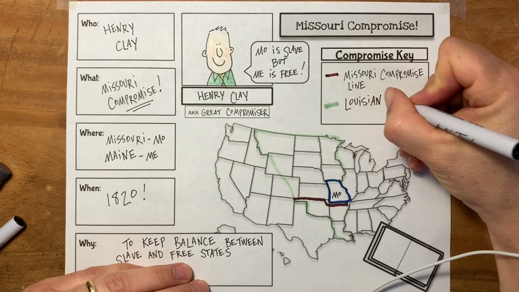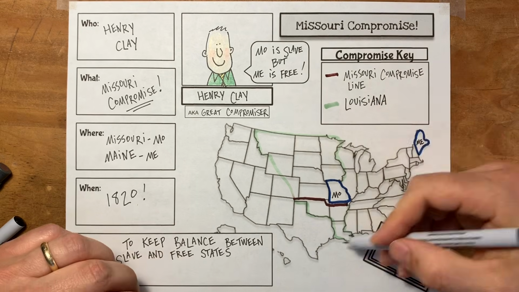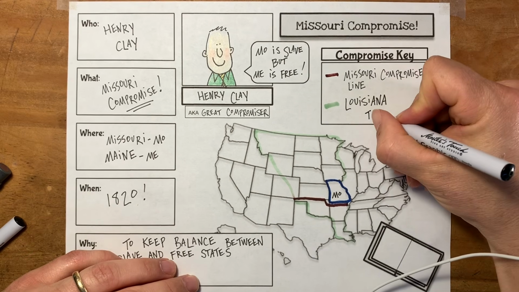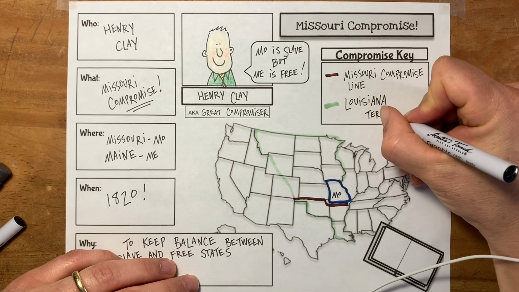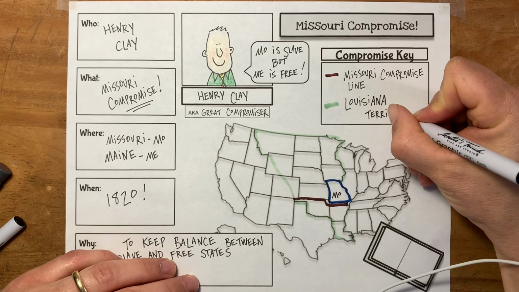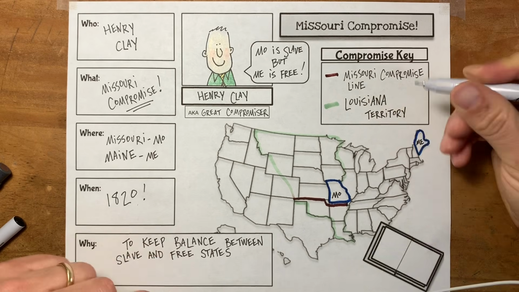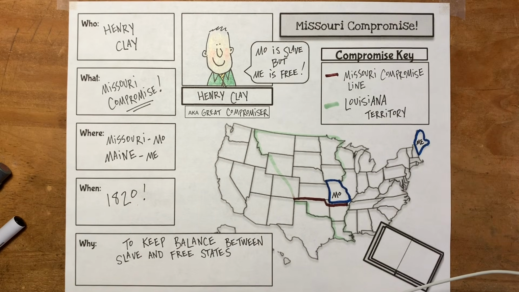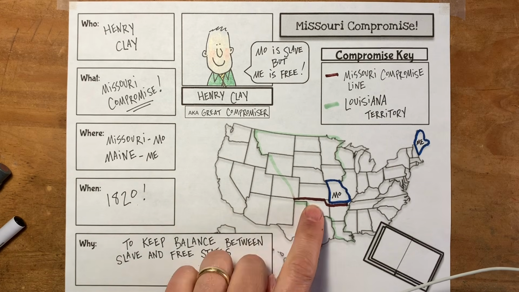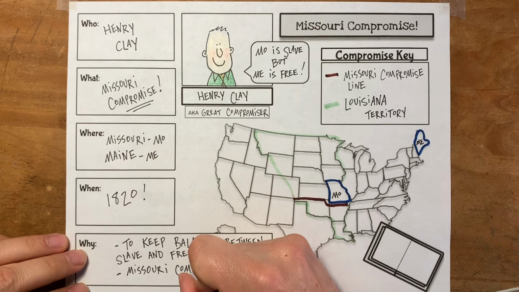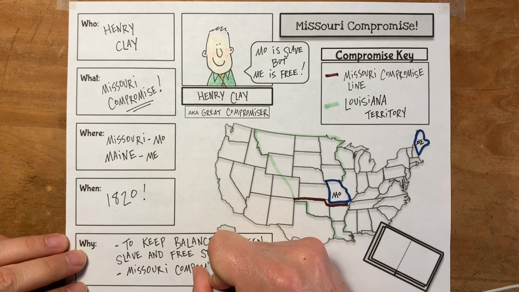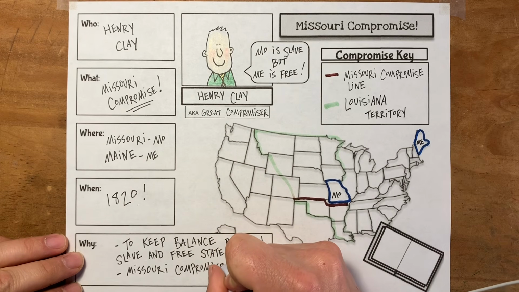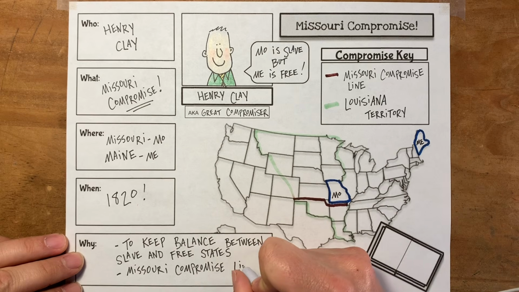So hopefully you recognize the shape of that little green outline down here. That's the Louisiana Territory. We bought it way back in 1803. Here it is, 1820, and a few of the pieces of that territory, like Missouri, are ready to start applying for statehood. So you still have all this other territory. They're eventually one day going to want to become states too. Well, Henry's taking care of it. He's got the line.